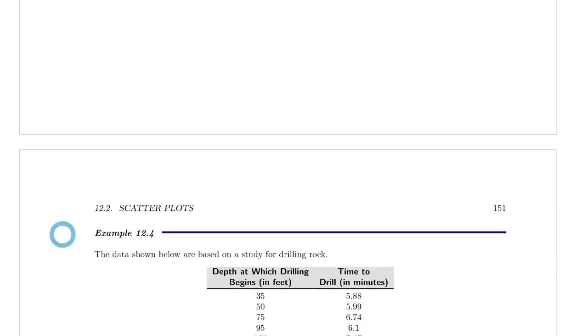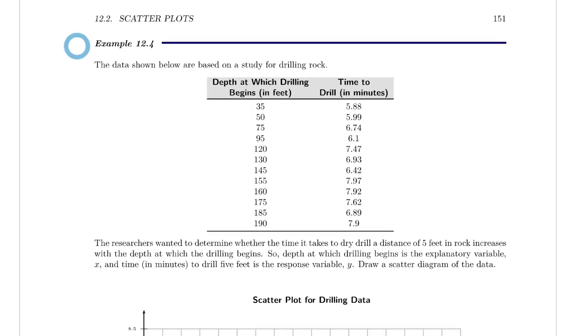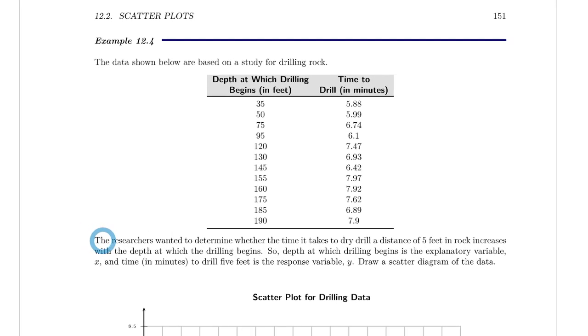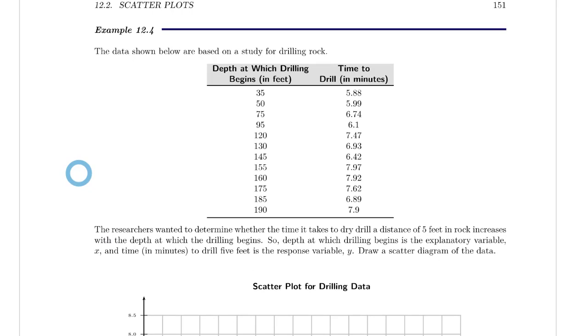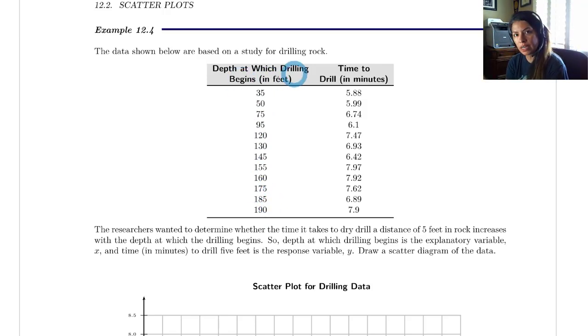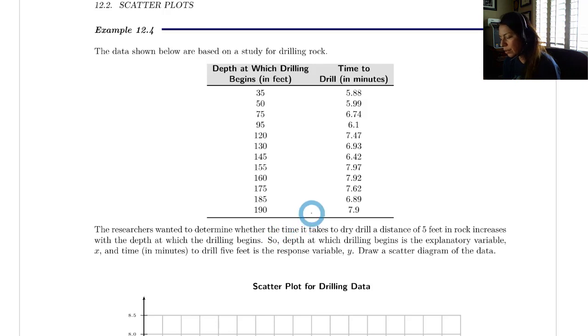So we start with the study, which I'm going to use throughout the course. Here is a list of values of the depth at which drilling begins. So they're drilling 30 feet down and then they start to drill. Here they're really low, 190 feet down, and then they will begin to drill rock. The time it takes to drill, in minutes, is the minutes it would take to drill 5 feet of rock.